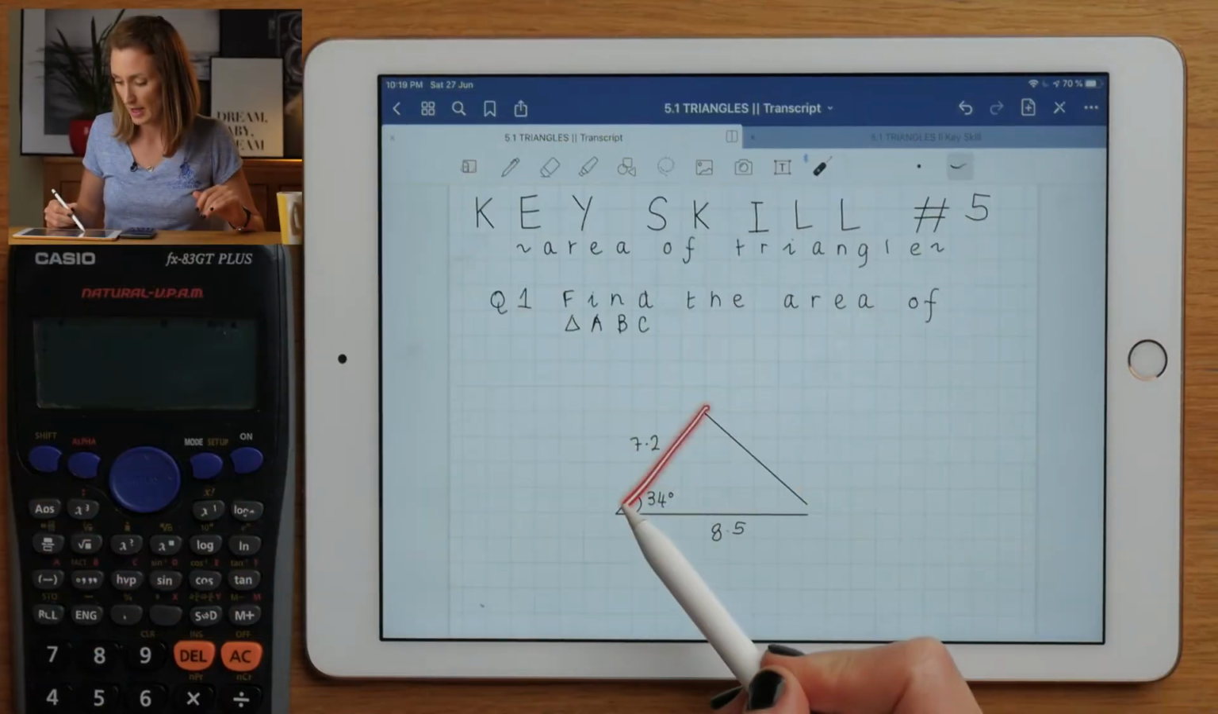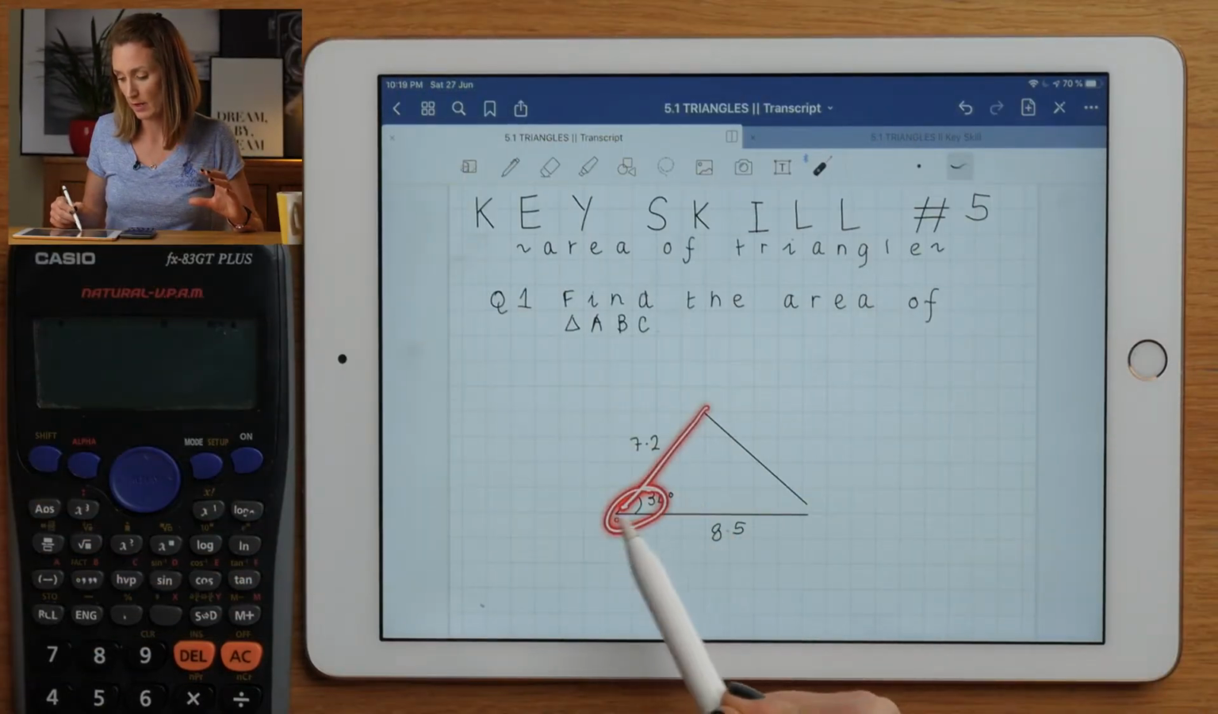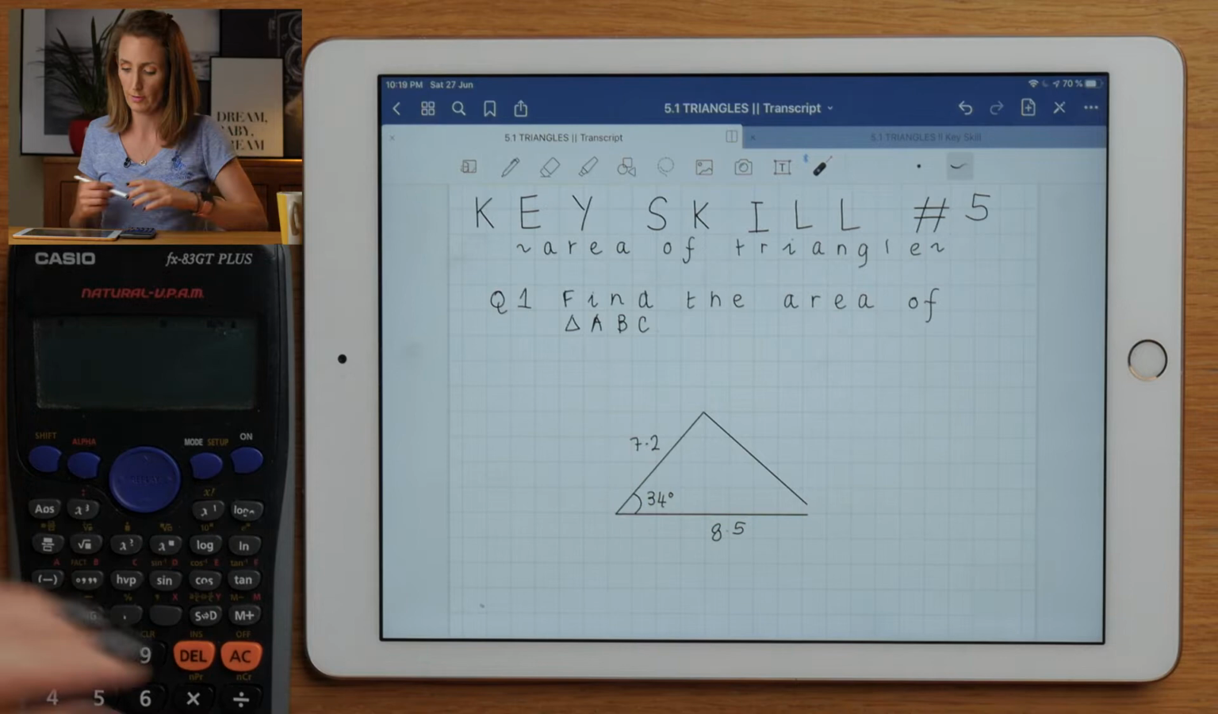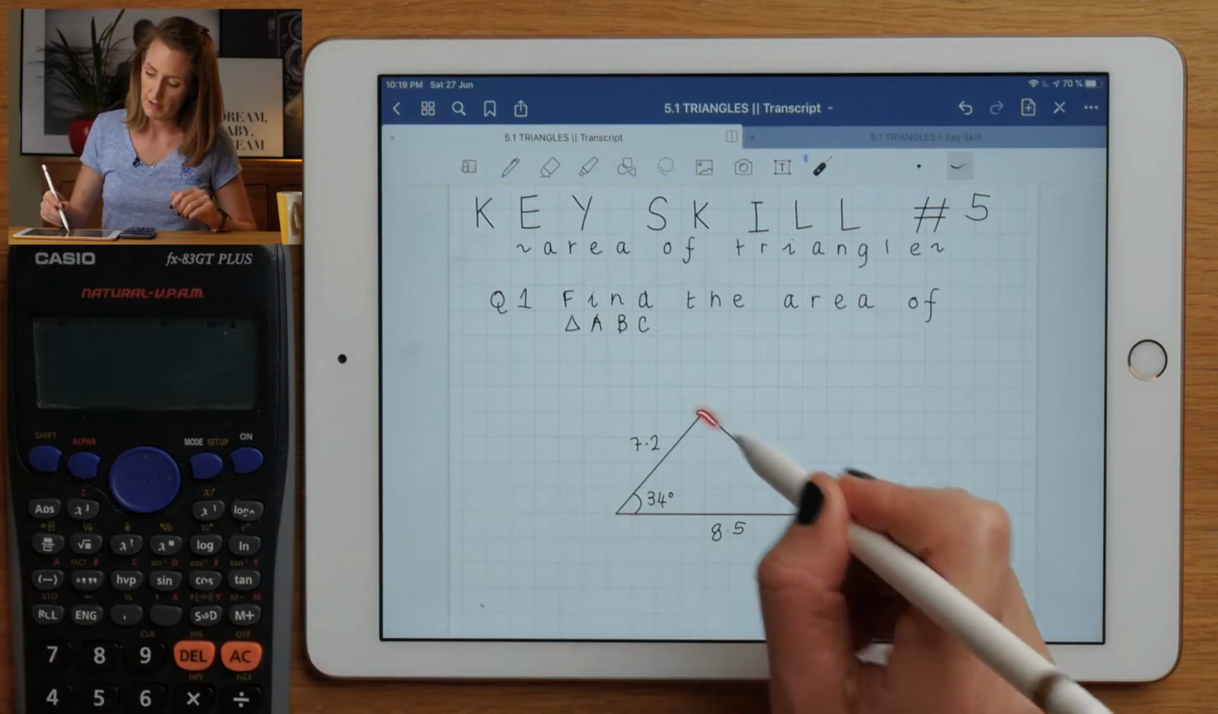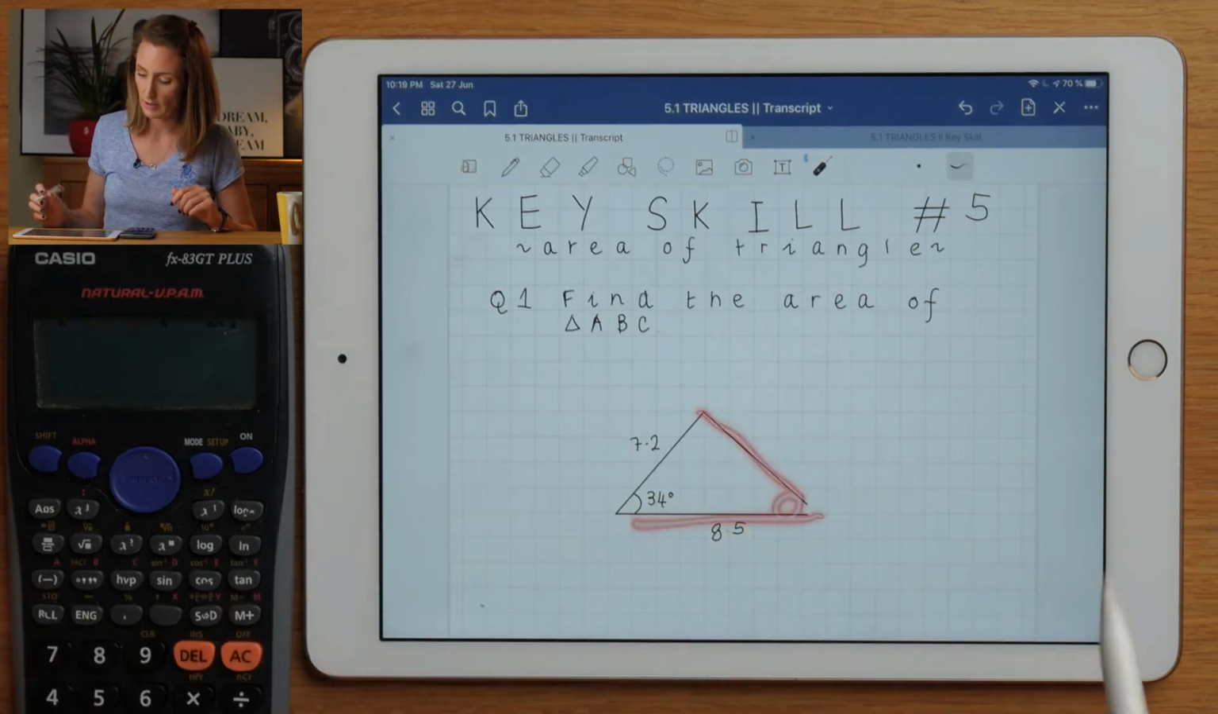In this last key skill, we're going to be looking at the area of the triangle. Now, the information we need for the area of the triangle is the claw. Don't forget, we need the side, the angle in the middle, and the other side. So that's where the claw comes from. It could be over here, for example, if you had this one and this one and this one, it could work.